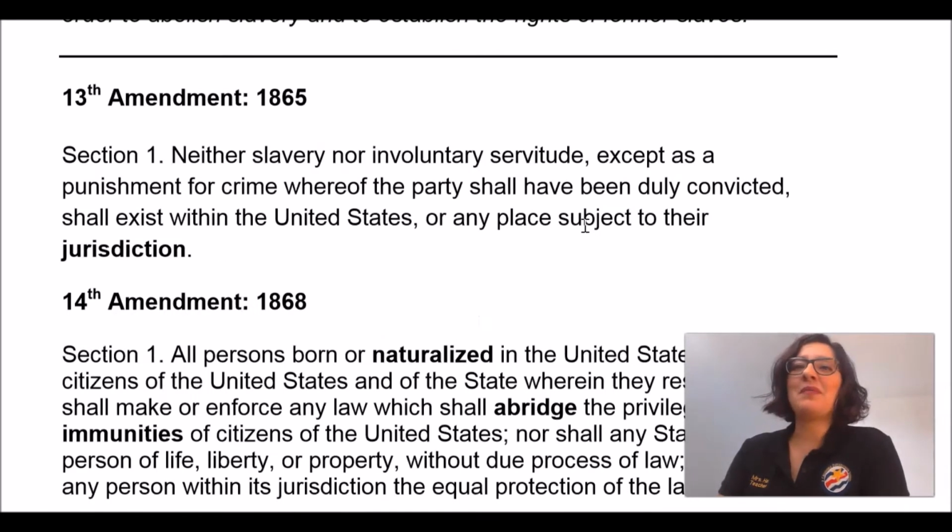The 13th Amendment was passed in 1865. Section 1 reads, "Neither slavery nor involuntary servitude, except as a punishment for crime whereof the party shall have been duly convicted, shall exist within the United States or any place subject to their jurisdiction."